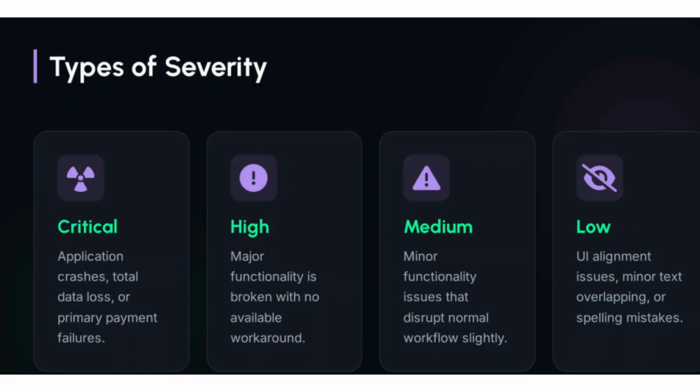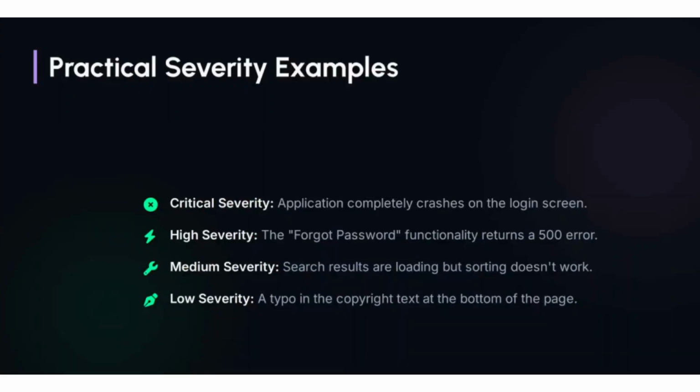Now let's talk about a real world example. An application crash on the login page is called critical severity. Forgot password returning an error is called high severity, and the sorting option not working is called medium severity. Typo errors and copy text issues, these types of minor issues, are called low severity. These examples help us understand the technical impact of the defect.